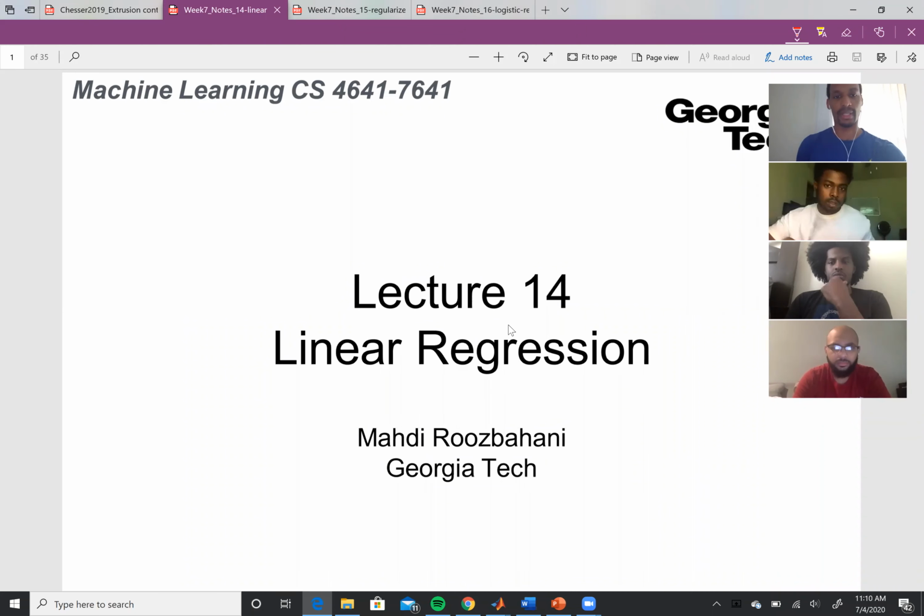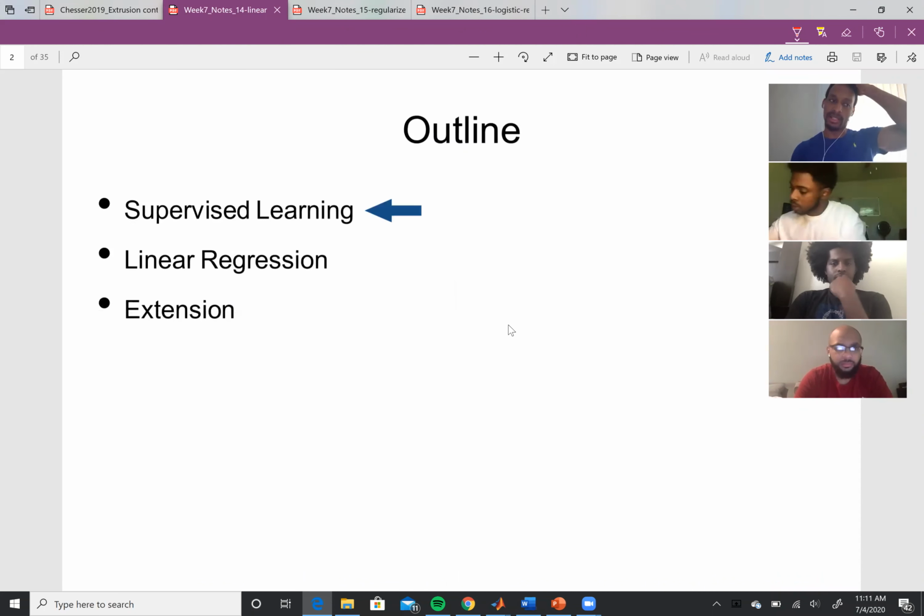All right. So this is now our entrance into supervised learning. I think the things that we've been doing before are considered unsupervised, and these are supervised learning. And I guess we'll talk about a little bit of what supervised learning means, and then we'll talk about linear regression. And then I guess there's some extension to linear regression.